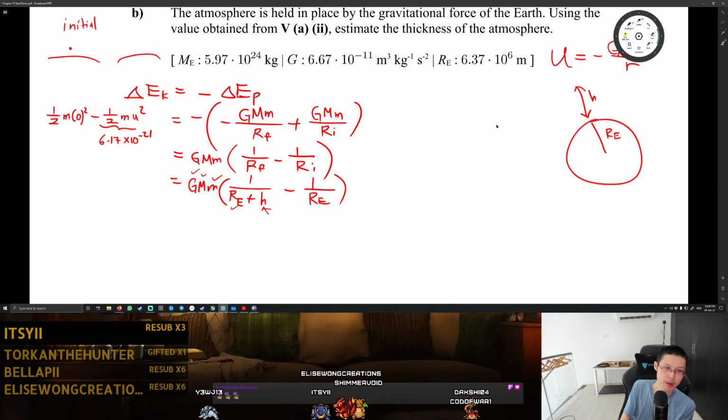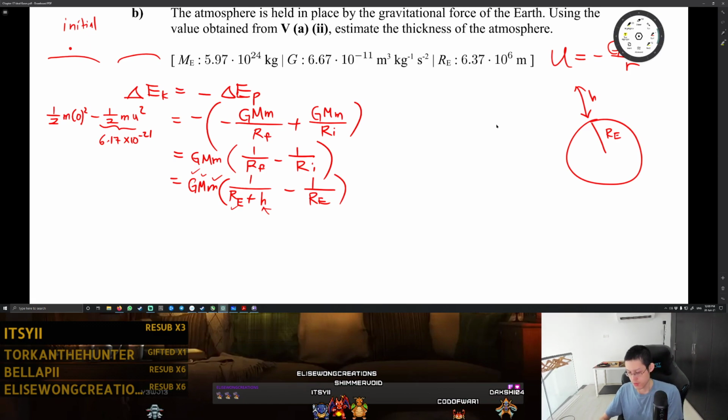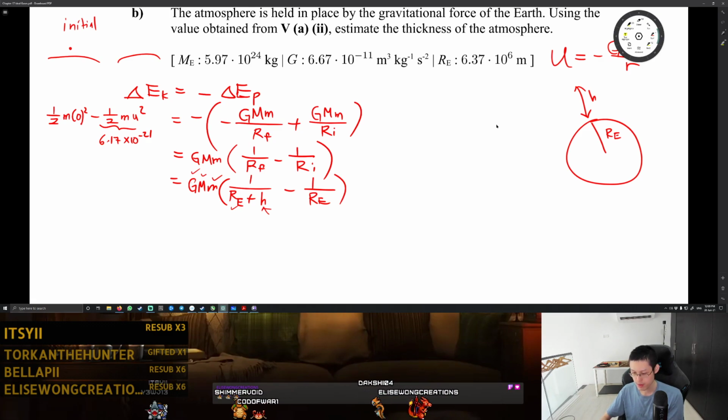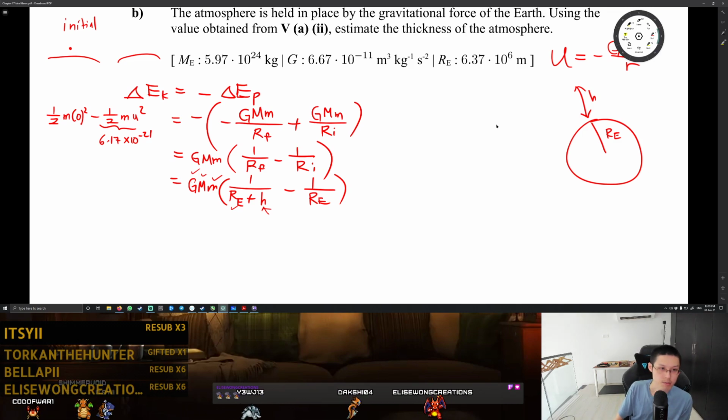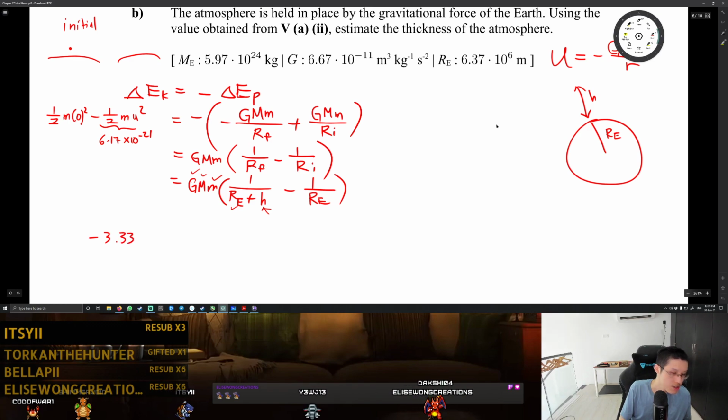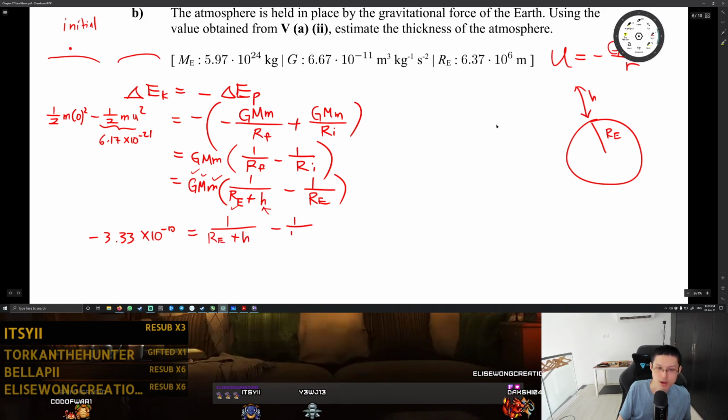Okay, you know what? Let me try to simplify by moving the GMm over to the other side first. So we have negative 6.17 times 10 to the power of negative 21. I'm going to divide that by G, which is 6.67 times 10 to the power of negative 11, and then divide that by the mass of the Earth, which is 5.97 times 10 to the power 24. Then we divide that by the mass of a nitrogen molecule, which is 28 times the atomic mass unit, 1.66 times 10 to the power negative 27. And that's going to end up with negative 3.33 times 10 to the power negative 10 equals 1 over RE plus H minus 1 over RE.